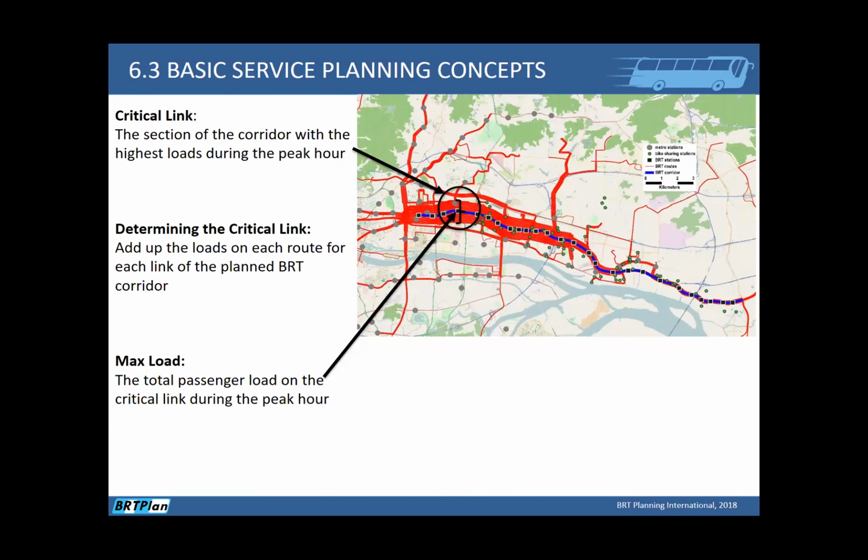And then the maximum load on the critical link is the actual number of passengers that are passing through that particular link in one direction. So those are two concepts that you need to have pretty much at your fingertips: the critical link and the maximum load on the critical link. Okay, next slide.